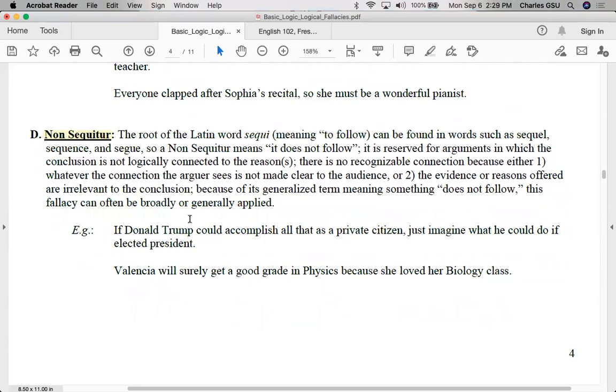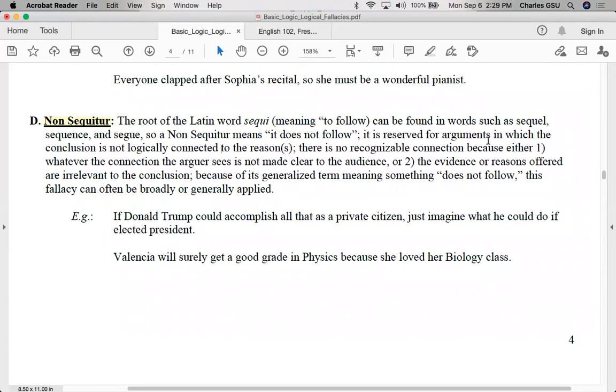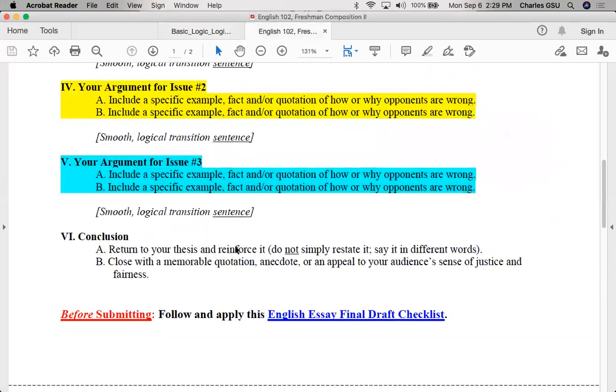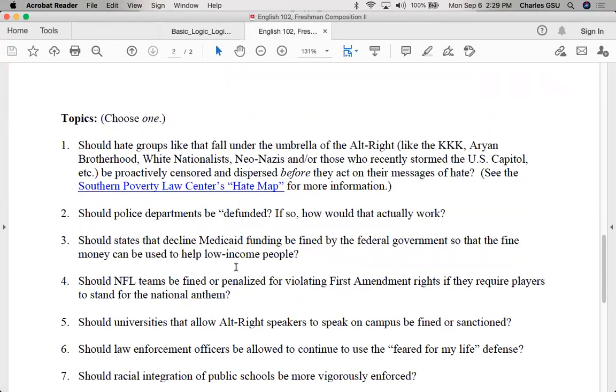So it occurs for a couple of different reasons. Either one, whatever connection the arguer sees is not made clear to the audience, and this is often true in undergraduate writing. That is to say, you in your head already know, let's say I'm going to switch gears slightly here. And this is essay 1, the guide for essay 1 that's due this coming September 27th. And I tell you to follow this outline, and you can choose any one of these topics on the second page here.